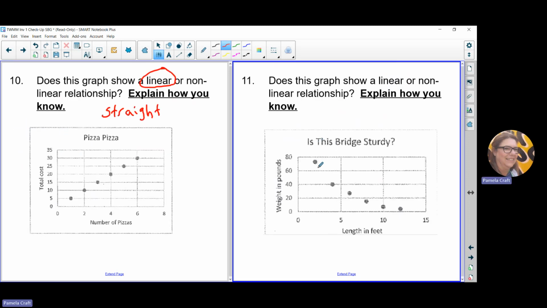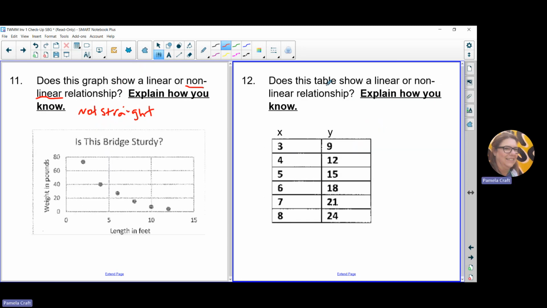In number 11, again, they're giving us a scatter plot, but these are definitely not straight. Those points do not line up in a straight line. So it's going to be nonlinear. And again, how do I know? Two words, not straight. Sorry, it takes me a long time to write with my mouse. Not straight.